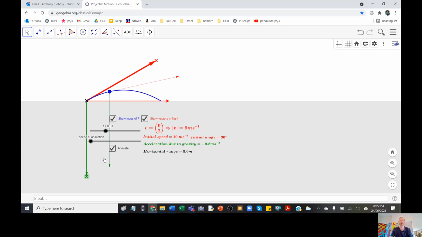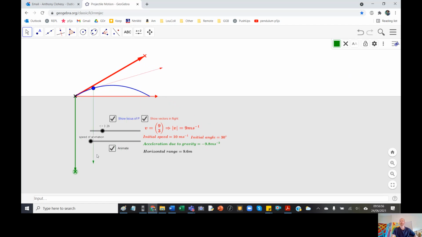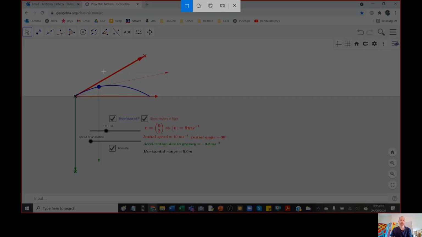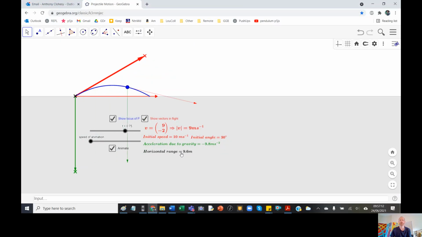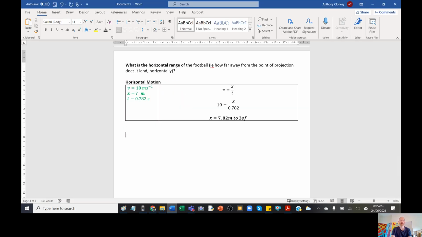Feel free to throw different numbers into your calculations and see what effect it has when you change things. You might be surprised by the difference with the range if you modify a number like that just a little bit. Okay, so this is our scenario. We're going to see if we can reconstruct this horizontal range of 9.6 or close to it. Example: projectile motion from any angle.